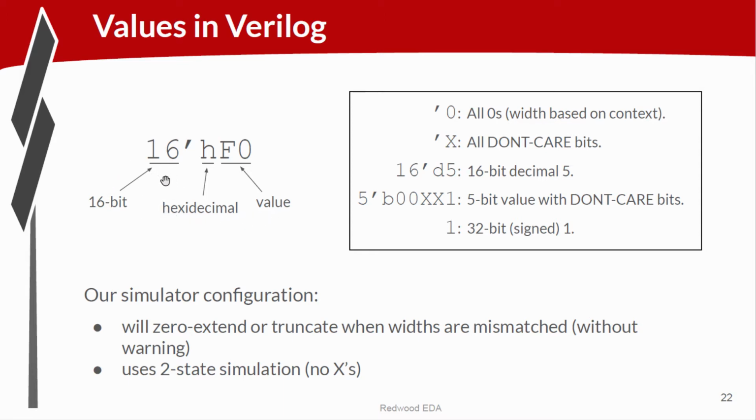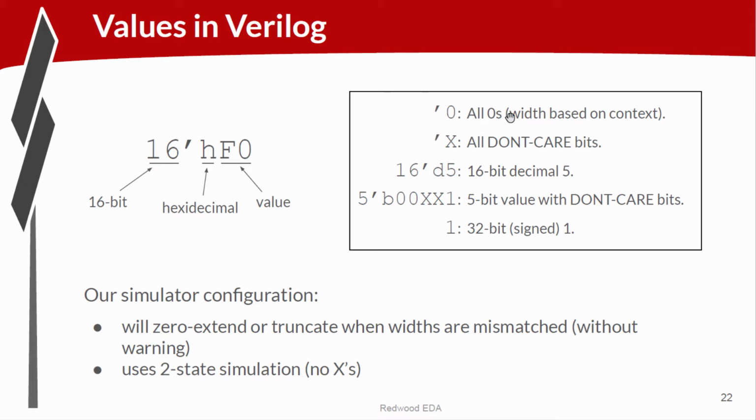So you start off with the number of bits in the value, and then a tick or a single quote, and then a character saying what format the value is. So either D for decimal, H for hexadecimal, or B for binary, and then the value itself. And there are a couple examples here. So there are a couple shortcuts you can take.